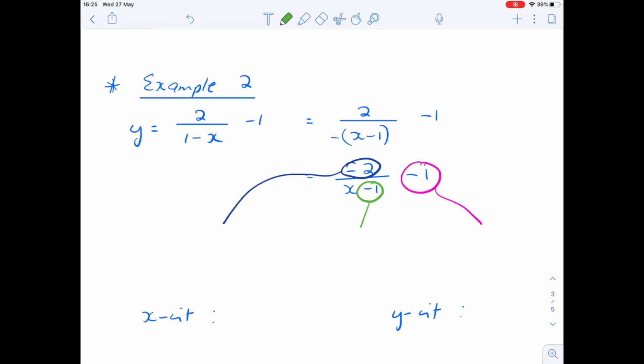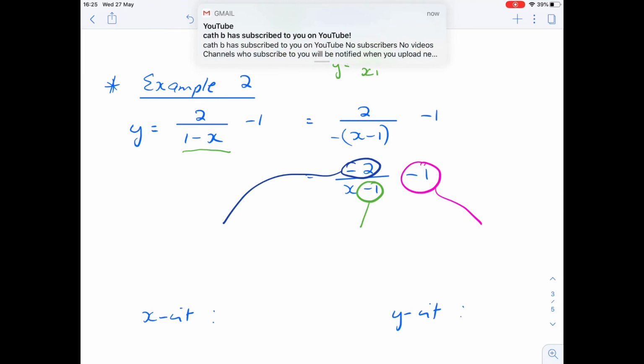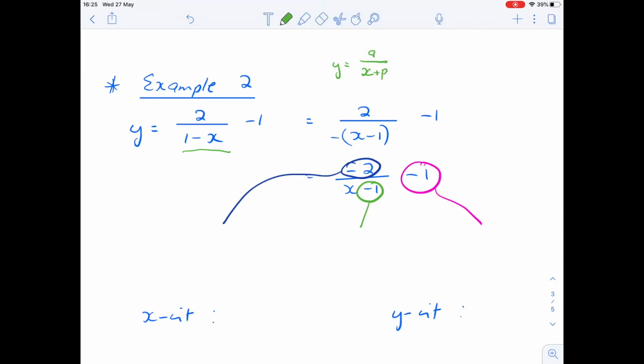So this time we've got y equals 2 over 1 minus x minus 1. Now, if we look at our standard form, which is y equals a over x plus p plus q, this isn't really in the form that I wanted with the x first.